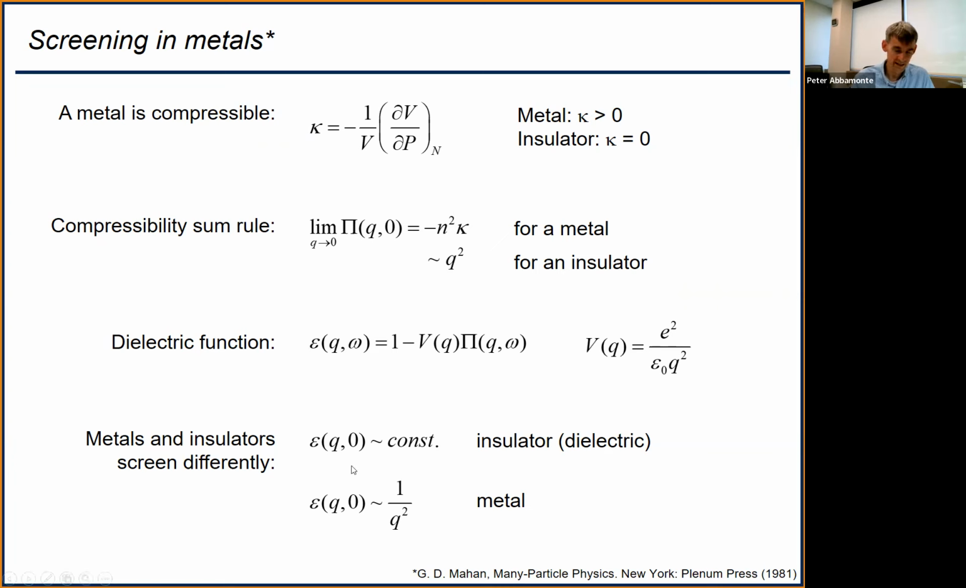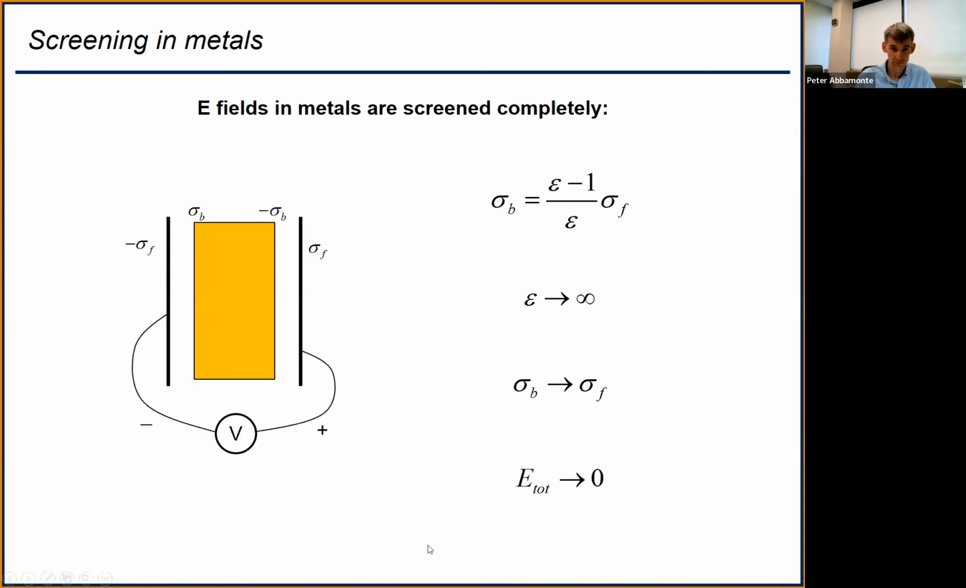It says that an insulator will reduce the electric fields by some finite proportionality constant in principle. Whereas in a metal, epsilon diverges like 1/Q². So the dielectric screening of a metal is actually infinite in the long wavelength limit at zero frequency. So in practice, what that means is that in metals, electric fields are screened completely.